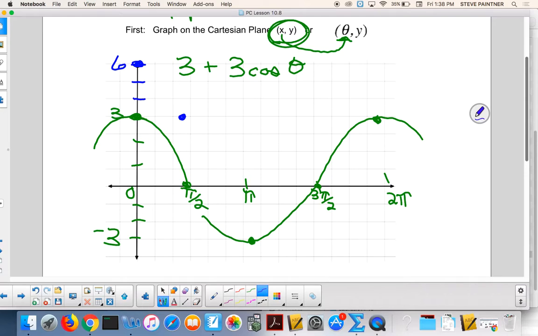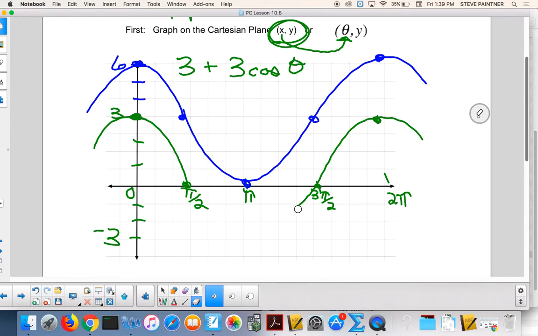3. Pi over 2 would actually give you 3. What would pi give you? 0. You move this up 3. What would 3 pi over 2 give you? 3. What would 2 pi give you? 6. So the real graph looks like this. Okay? Good? Please don't look at the green one because we're not doing the green one. Matter of fact, I can get rid of it so you don't look.